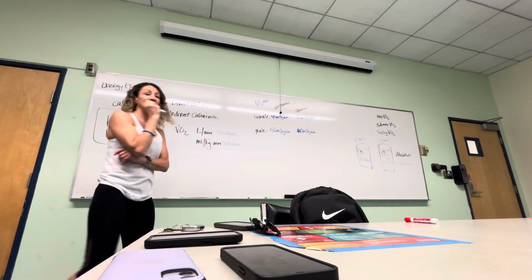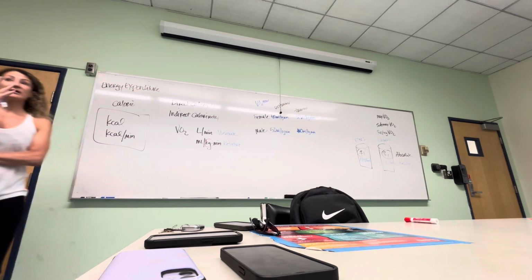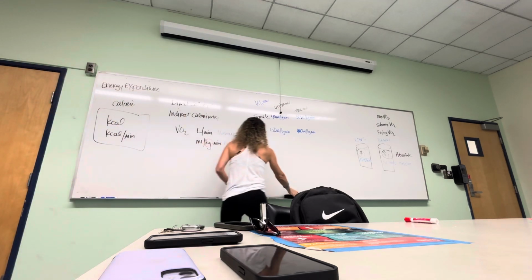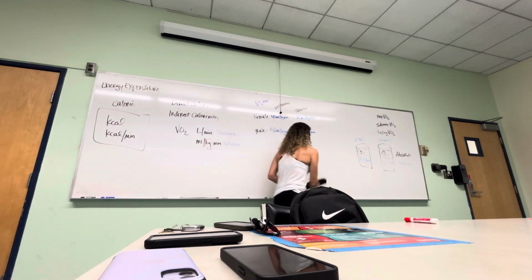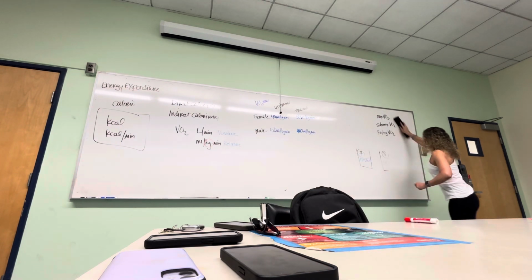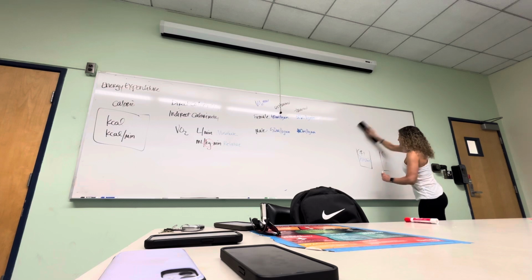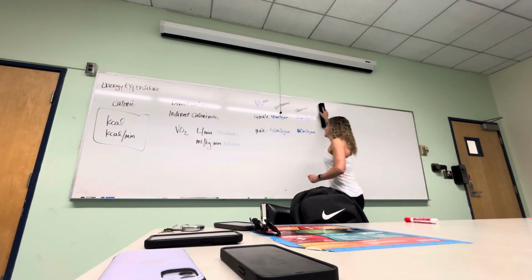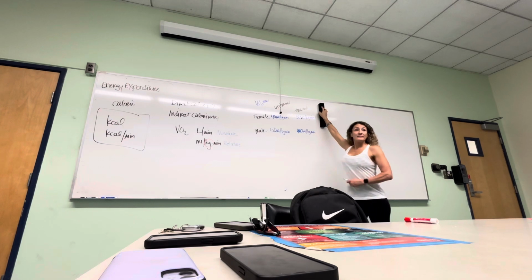Notice when I was giving it to you in liters, it was like 1, 2, 3 liters. Those are normal numbers for liters. These are normal numbers for milliliters. Okay? I'm going to erase this.